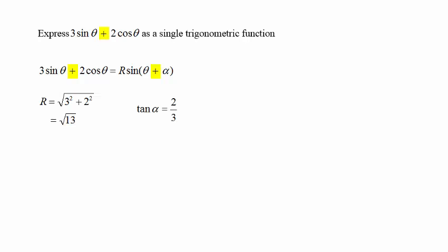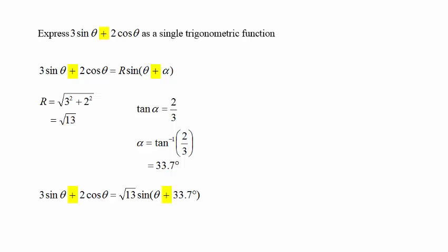Tangent alpha will be the value b over a, which will be the value 2 over 3. Alpha is therefore the value tangent inverse 2/3, which is 33.7 degrees to 3 significant figures. 3 sine theta plus 2 cosine theta therefore can now be written as square root 13 sine theta plus 33.7 degrees, which is a single trigonometric function.